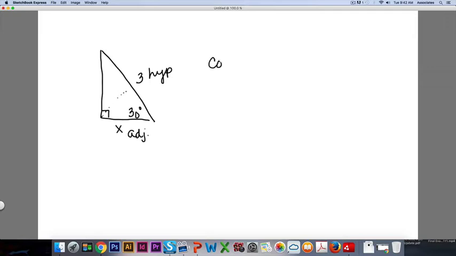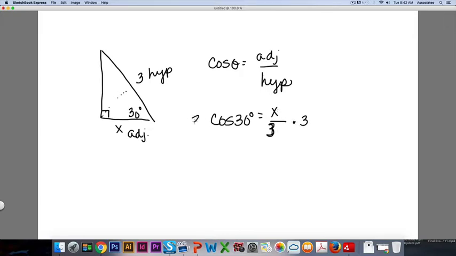So cosine of an angle is the adjacent over the hypotenuse. So here we go. The cosine of 30 degrees is going to be the adjacent, x, over the hypotenuse, 3. All right, so we want to solve for x. This is just like in the math check. It's some number divided by 3, so I'm going to multiply both sides by 3. So I get x equals 3 times the cosine of 30 degrees.